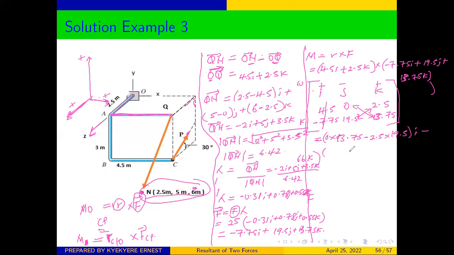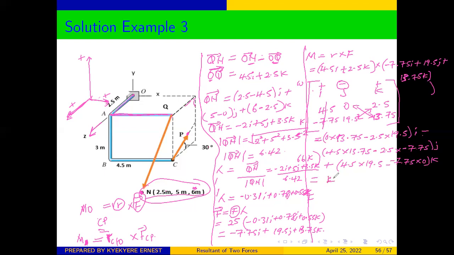And then we do for our j, the minus sign is there, which is up here. Minus into bracket 4.5 times 13.75 minus 2.5 times negative 7.75 j plus 4.5 times 19.5 minus negative 7.75 times 0 for our k component. I'm sure up to now, all of us can be able to do this.